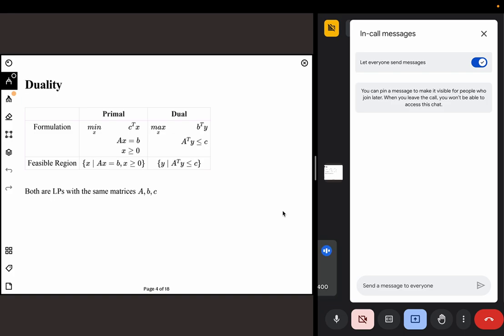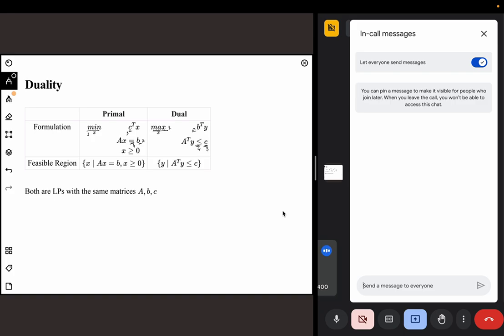And next comes the concept of duality. So this is our primal problem. We minimize c transpose x subject to the condition Ax equal to b and x greater than or equal to 0. In the dual problem, the minimization becomes a maximization problem. The constraint will become my objective, and the objective will become my constraint, and equality becomes inequality.